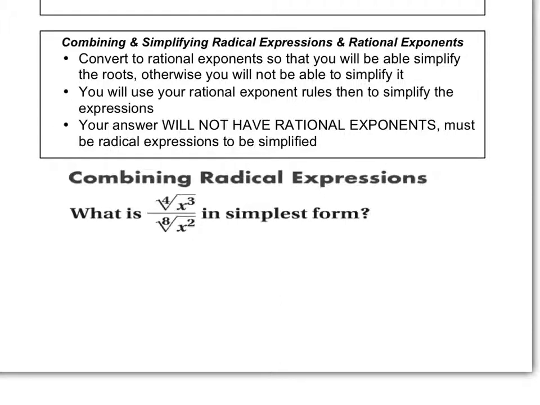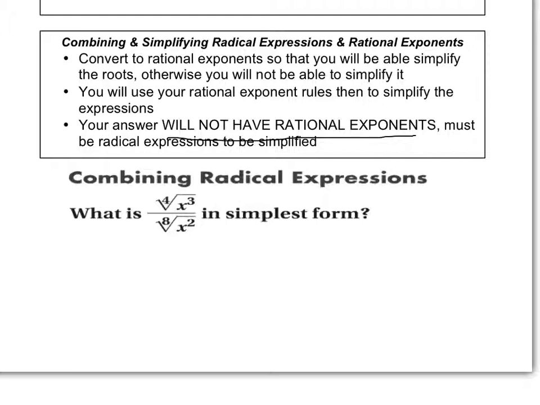First thing we want to do is convert to rational exponents so that we'll be able to simplify the roots. Remember, if the roots are not the same index and have the same number, we really can't do much with them. So our goal is to change everything to rational exponents, otherwise we won't be able to simplify it. Then we're going to use our exponent rules to simplify the expressions. Your answer will not have rational exponents in it. This is very important. It must be radical expressions to be simplified.